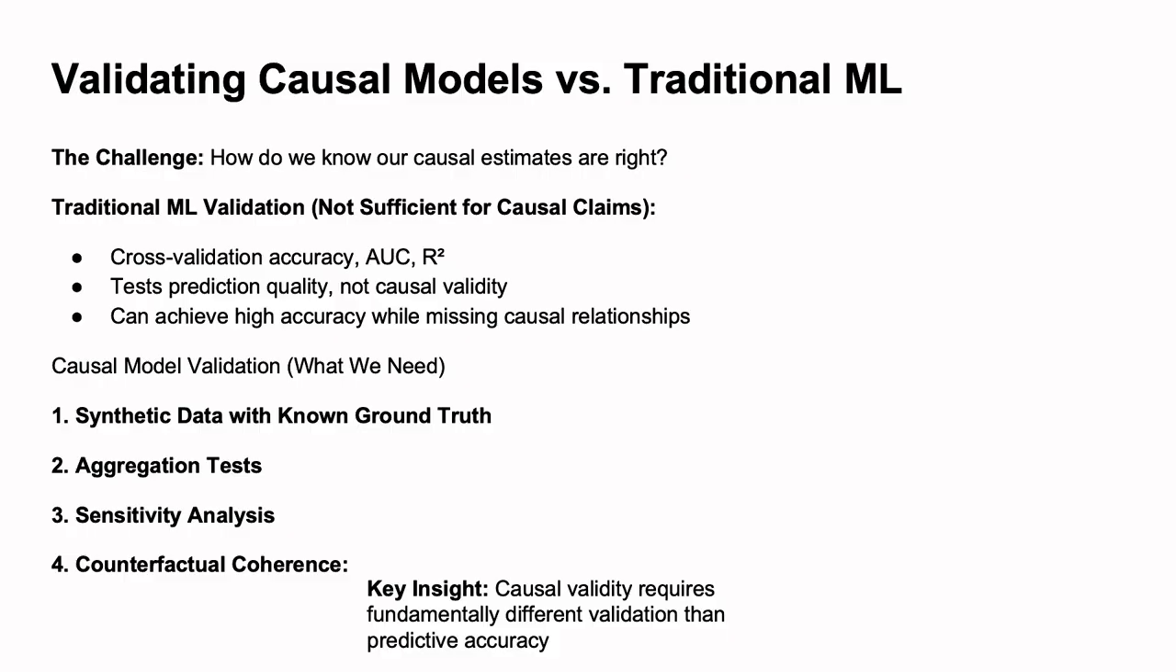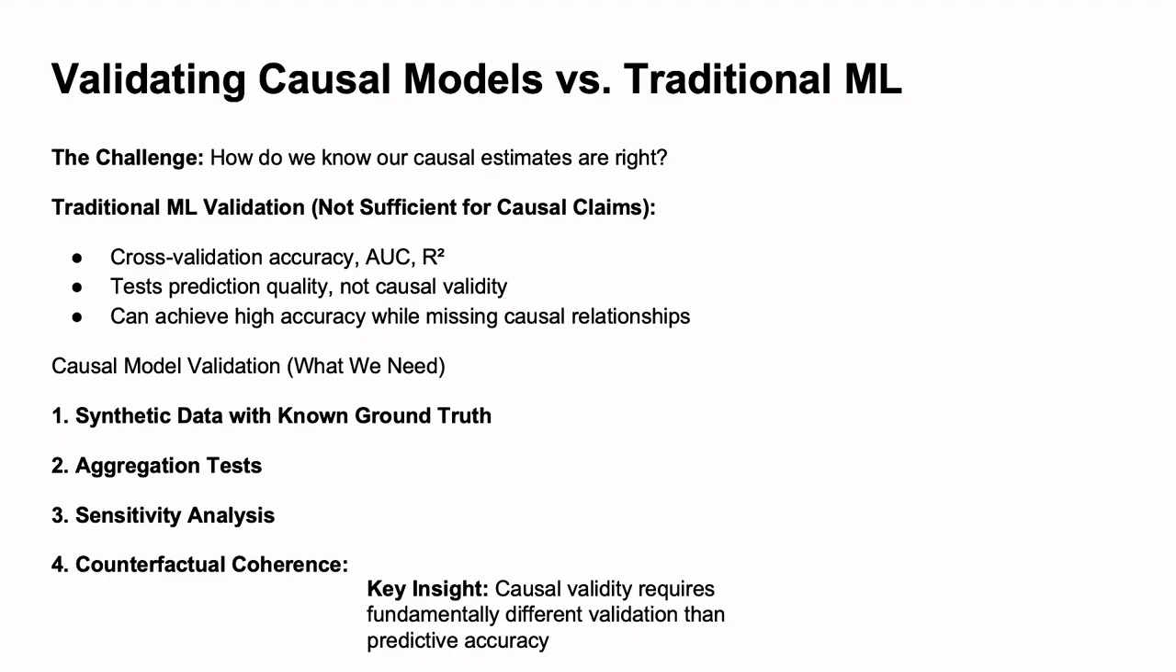Validating causal models is quite a bit different from traditional ML because the fundamental challenge of causal inference is that we only get one outcome for each individual, and we don't know both potential outcomes. So how do we know that our causal estimates are valid? With traditional machine learning, you may just use cross-validation techniques to measure how well your model generalizes to unseen data. This tells us about predictive accuracy, but doesn't tell us about the underlying causal mechanisms.